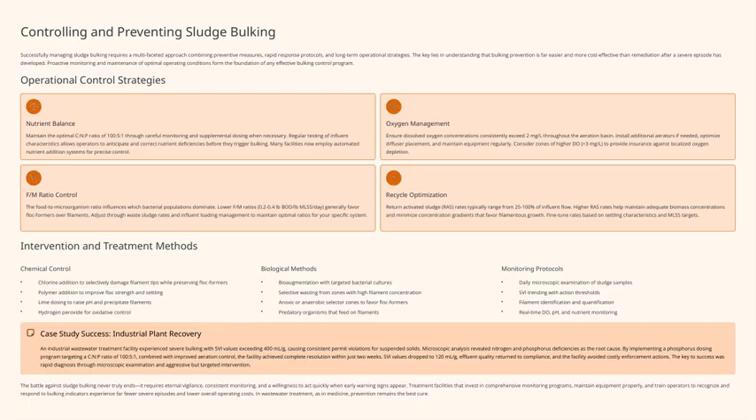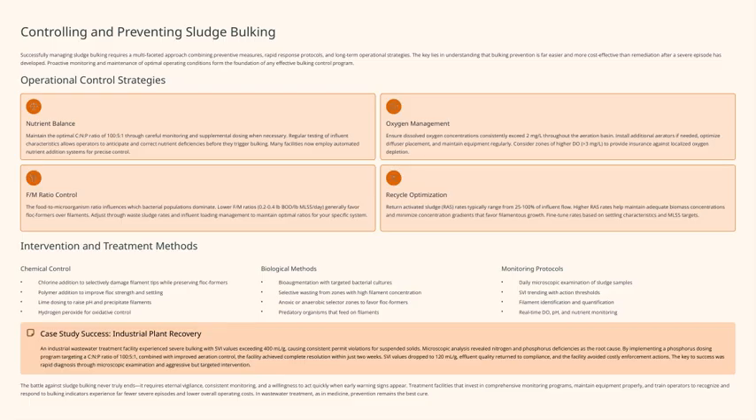Controlling the F/M ratio, the food-to-microorganism ratio, is another critical factor. Lower ratios, around 0.2 to 0.4 pounds BOD per pound MLSS per day, tend to favor flock-forming bacteria over filamentous ones. We can adjust this by managing waste sludge rates and influent loading.